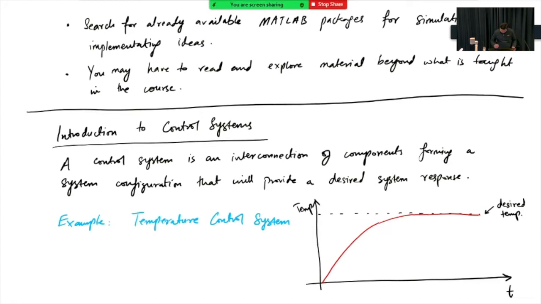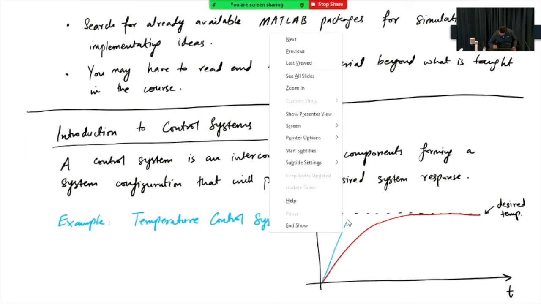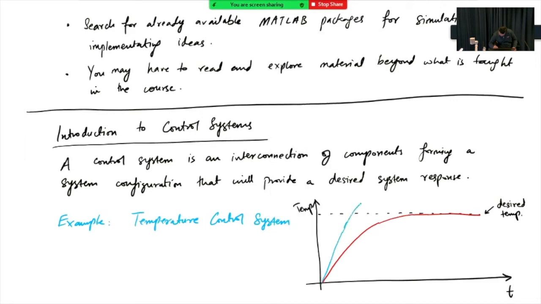We can have another type of response which can be the following. Your controller generates an input that achieves this type of response. What happens is you actually overachieve your target, and then you turn it off, and then it goes down again, you turn it on, and then it goes up and goes down, so it keeps oscillating until you reach your final configuration.